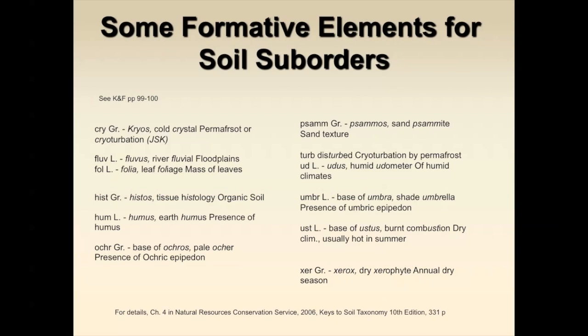So take a look at these and see if you can derive from these suborder names what kind of soil properties you might infer from them. So some formative elements of those soil suborders, again, you can go to Conker and Franzmeier and have a look at some of these formative elements over here. I think Conker and Franzmeier does a good job of talking about soil taxonomy as well. In fact, that's where I was able to understand soil taxonomy a little bit better.